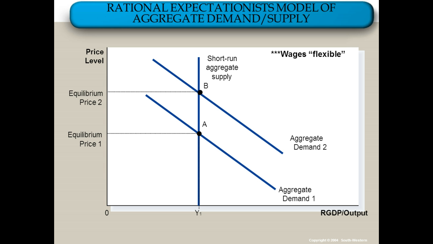The takeaway point, though, again, in summarizing this, is this. Increases in AD result in higher prices, but no change in RGDP, according to the rationalists. Keynes believed the opposite, but the rationalists believe that increasing AD will do no good at all as far as producing more RGDP.